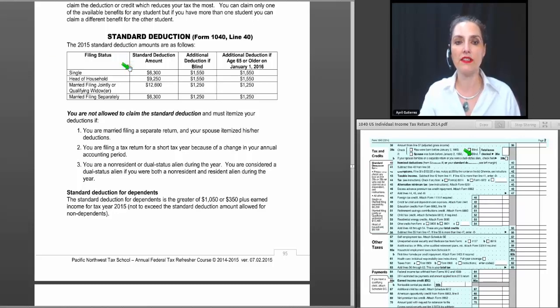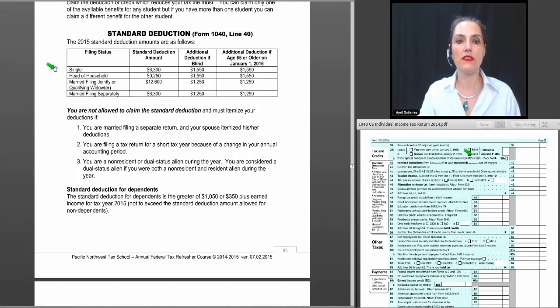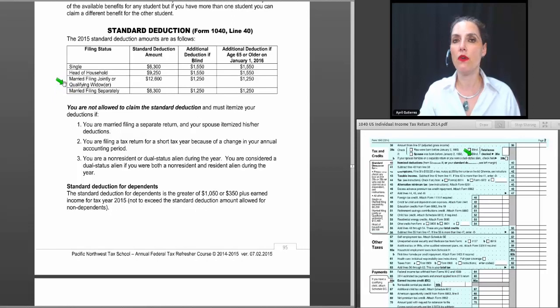For single filers, $6,300. The additional standard deduction amount allowed if you are blind or age 65 or older is $1,550. For head of household, the standard deduction amount is $9,250. For married filing joint and qualifying widow filers, the standard deduction is $12,600. And if you are filing a separate return, it is $6,350.